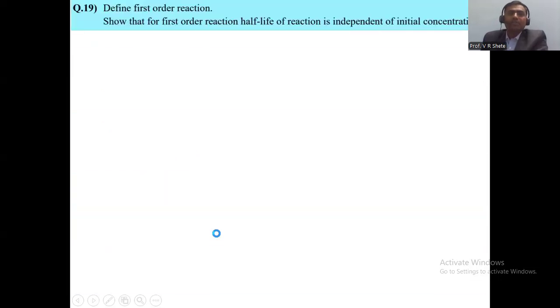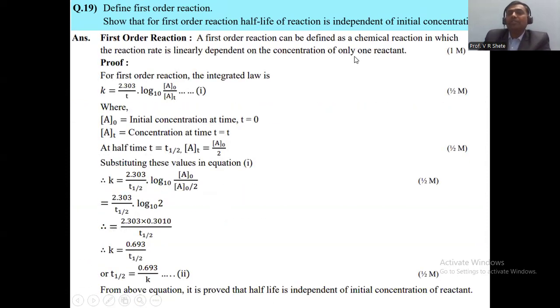Next, define first order reaction and show that for a first order reaction the half-life of reaction is independent of the concentration. It means that you have to derive the expression for half-life period. So what is a first order reaction? The reaction whose rate depends on only one concentration of reactant is called a first order reaction.